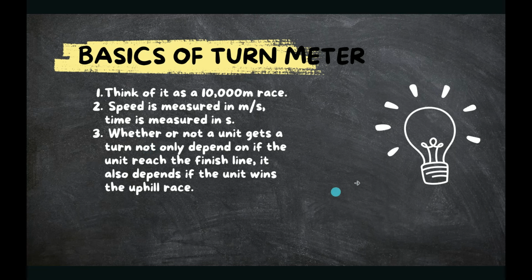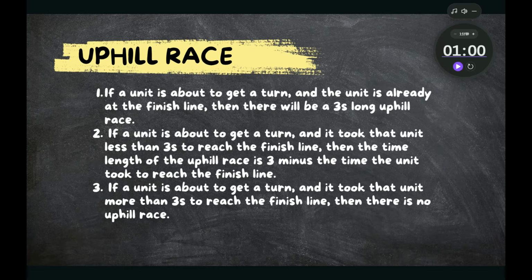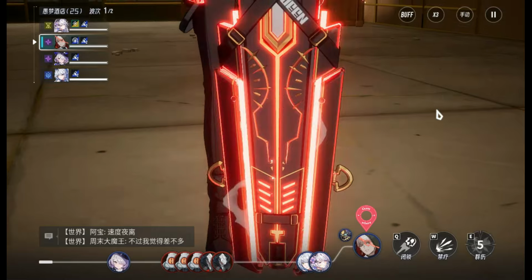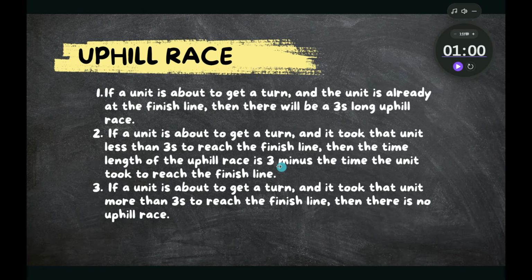So what is this uphill race? The uphill race is a phase where a unit sprints from the finish line to the top. Okay, and what's so special about it? If a unit is about to get a turn and the unit is already at the finish line, then there will be a 3 seconds long uphill race.